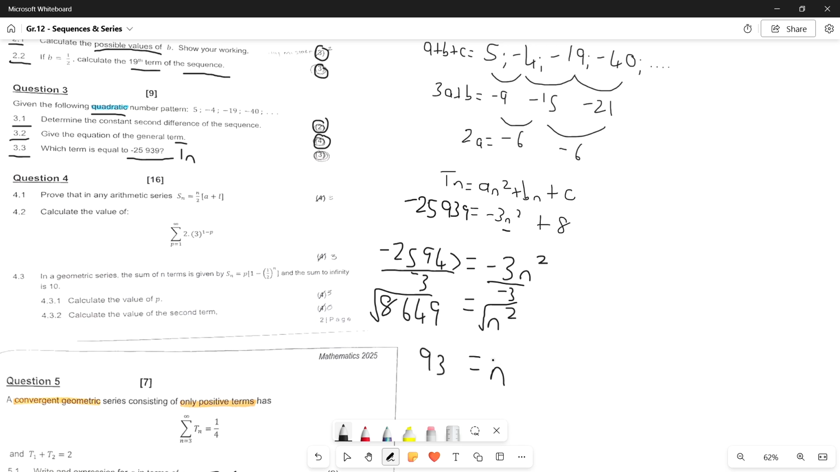So that is the value of n. It is just a positive n because we're going from left to right, increasing over there. We're not going to the left, which means the 93rd term in this quadratic sequence will equal -25,939, which means that's our final answer, and we just earned 3 marks over there.